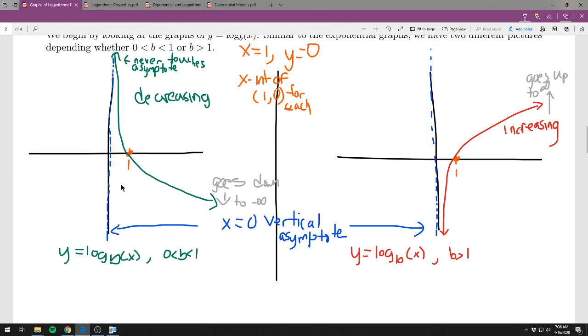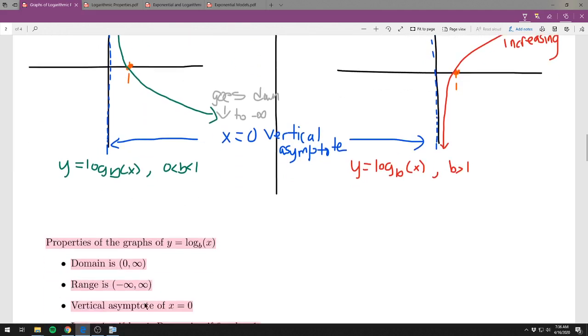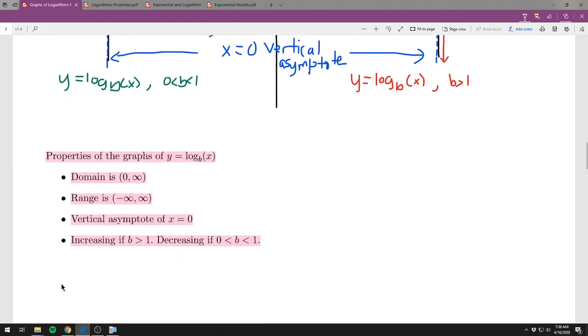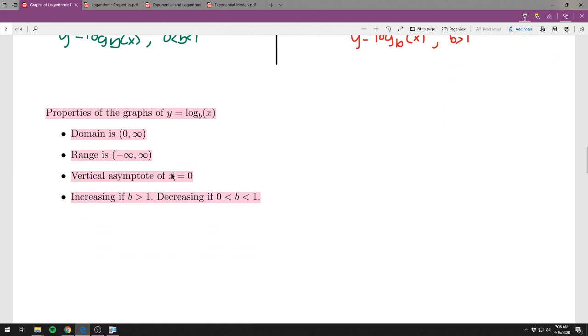Right, so the range being negative infinity to infinity, it goes all the way up and all the way down for both pictures. The vertical asymptote is x equals 0. One thing I want to mention, which we'll see in the next section, is that the vertical asymptote occurs when the inside is 0, and the domain occurs when the inside of the log is greater than 0. If we do things to make the inside different, the domain changes.